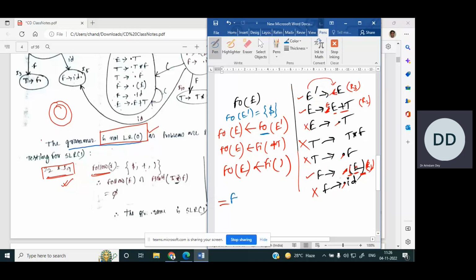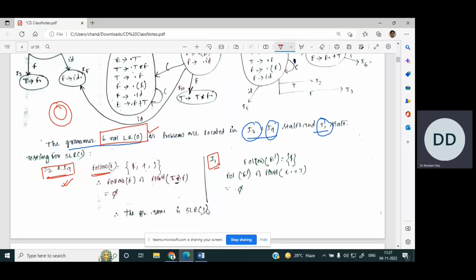Now follow of E, what will it contain? From the first finding, the initial finding is follow of E', that is dollar, it will contain dollar. Then from the second finding, first of plus T, that means the plus operator. Our third finding is the bracket. First of bracket means bracket. So these are the three operators we have found: dollar, plus, and bracket, right? And those I have written out here: dollar, plus, and bracket. Correct. So follow we calculated.